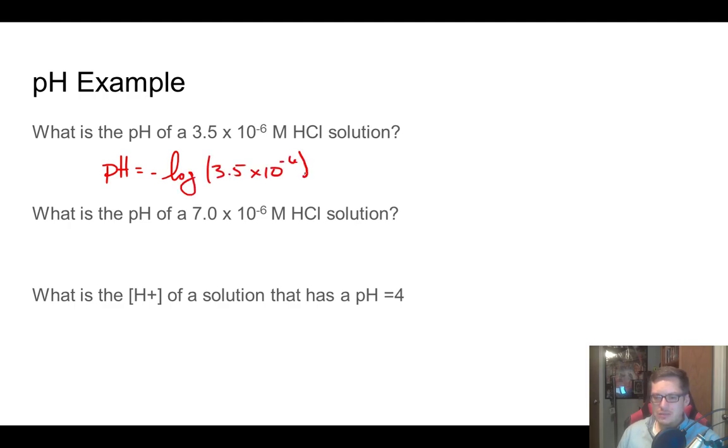minus 6th. All right, so we pick up our calculator. We say negative log 3.5 e to the minus 6th. All right, end parentheses, hit the button, okay? And then one thing you have to keep track of here is your sig figs. When we calculate sig figs for pHs, your sig figs doesn't count until after the decimal place. So your calculator here spits out this number 5.4559.